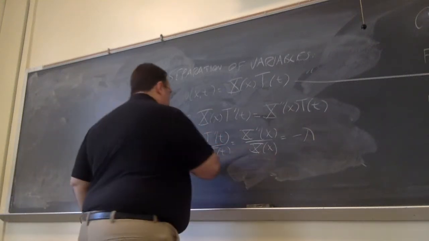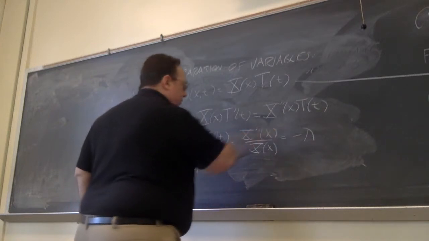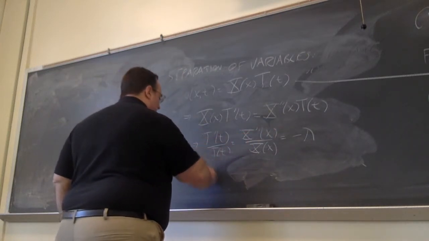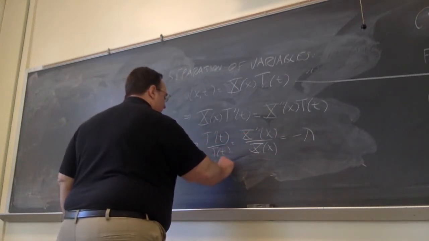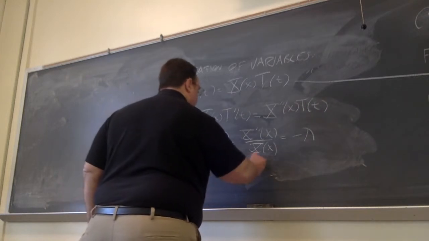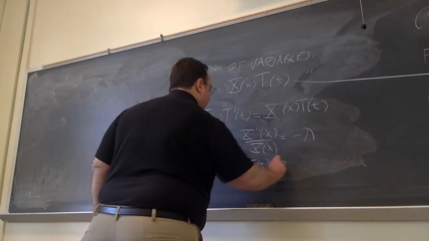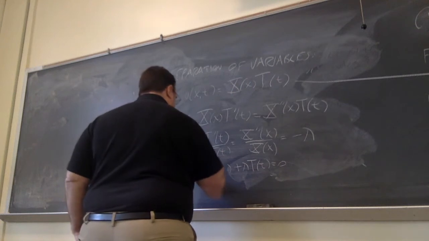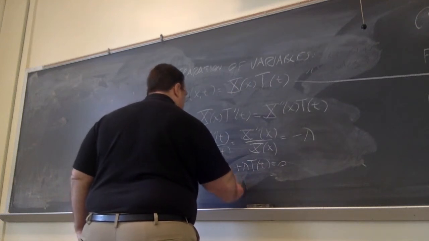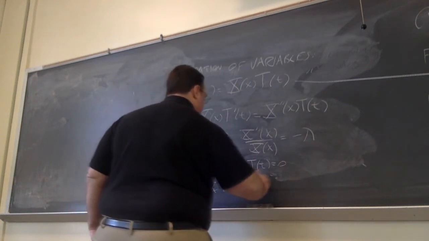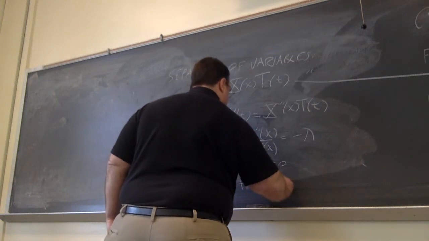Because what you get, from these two equations, is two ODEs. So T prime plus lambda T is equal to 0. And then you have X double prime plus lambda X is equal to 0.